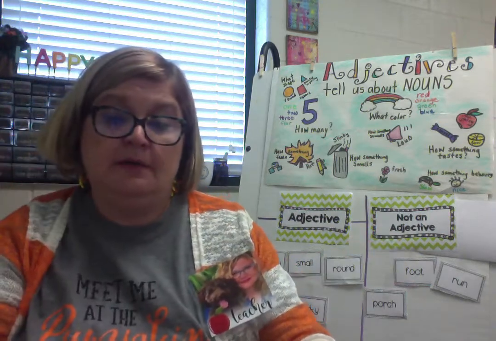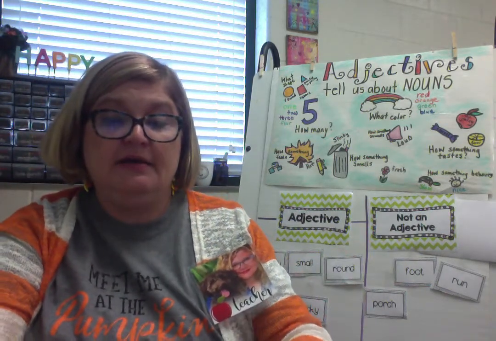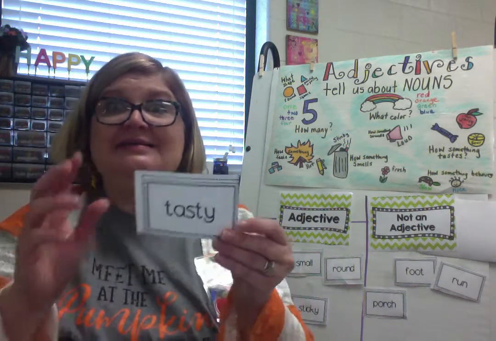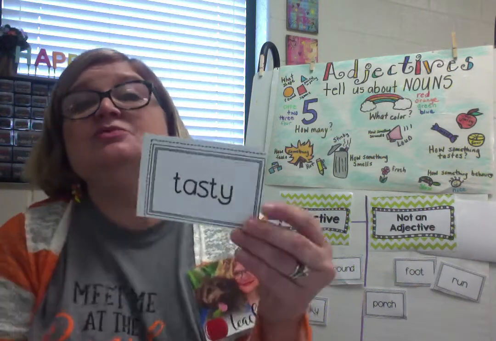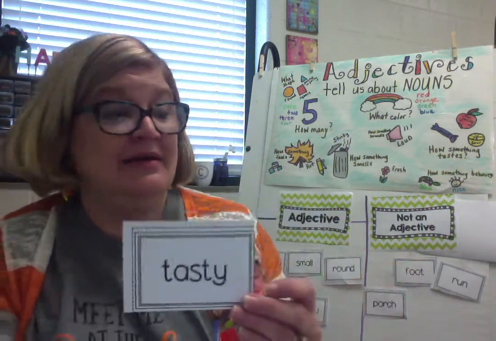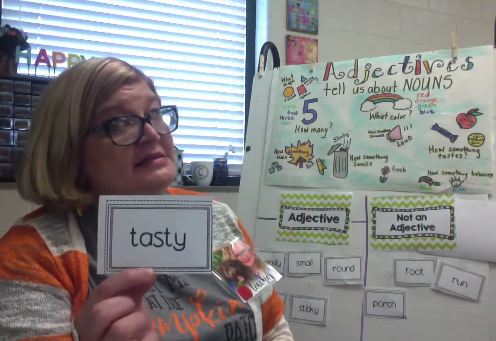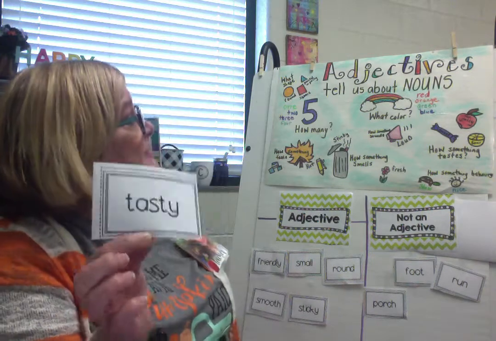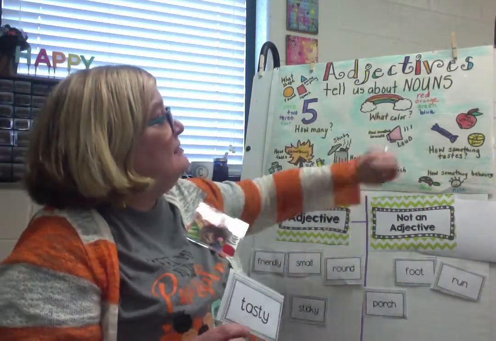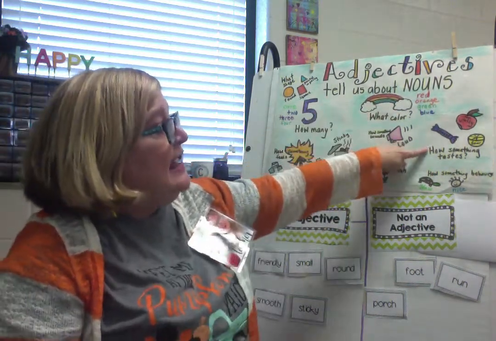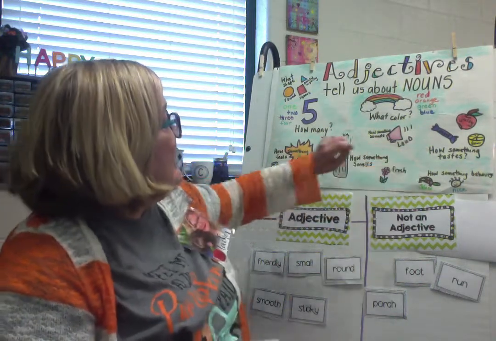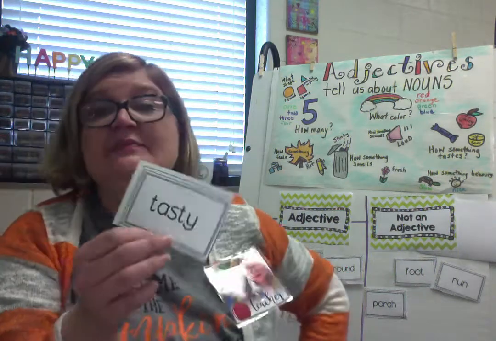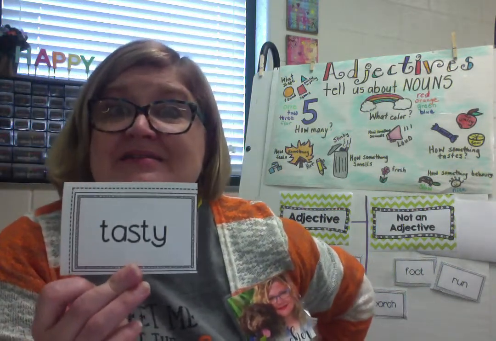Okay? What if I said, tasty? Okay? Use the word tasty in a sentence. Tasty. Okay? Now, can I use my senses? Yes, I can when I use the word tasty. Tasty can describe a noun. Adjectives tell us about nouns. They can tell you what color, how something tastes, how something behaves, how many and what kind, or how something smells or feels. Okay, so something that is tasty, that means it tastes good, okay?